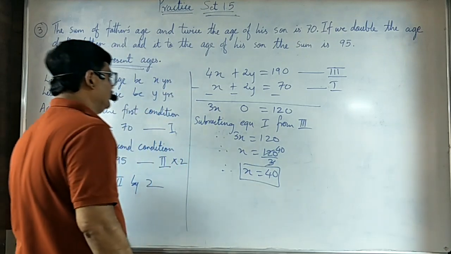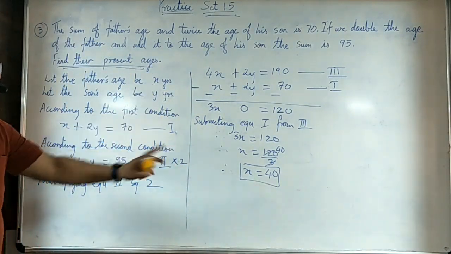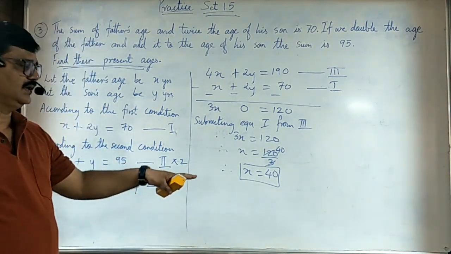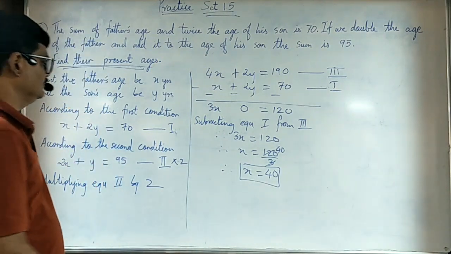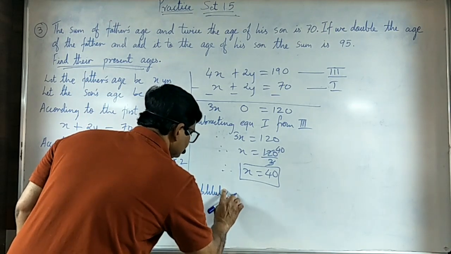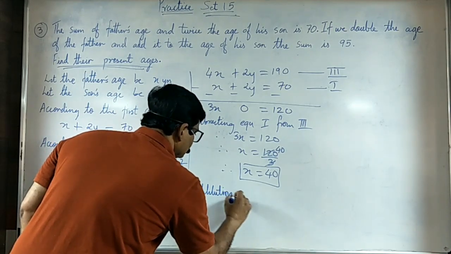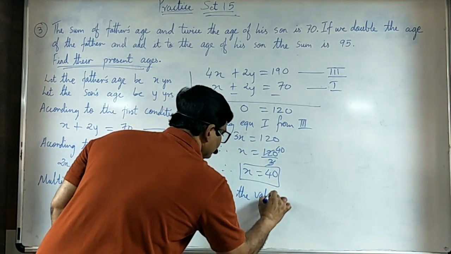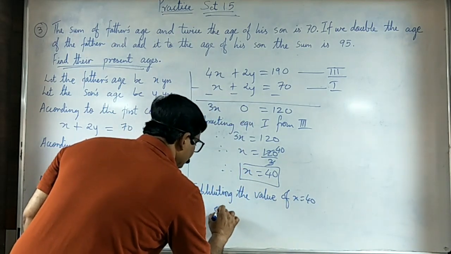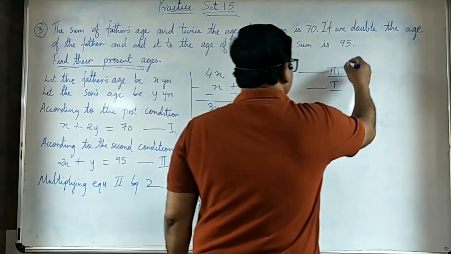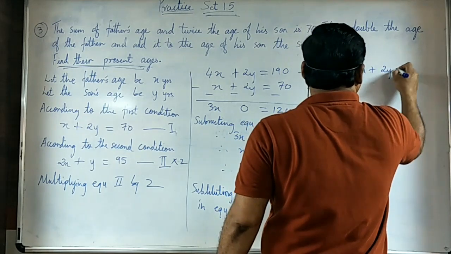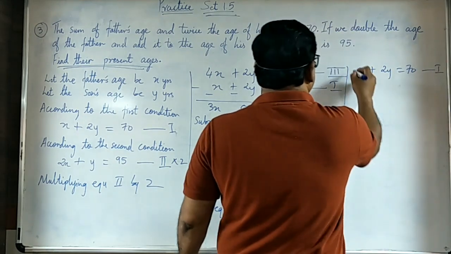Now can you see that x is equal to 40, and we have kept the father's age as x, that means I got the father's age. Now after getting the father's age, you have to substitute the value of x and get the value of y. So I have to write it over here: substituting the value of x is equal to 40 in equation 1. Can I take my equation number 1? Here equation number 1 is x plus 2y is equal to 70. This is my equation number 1.